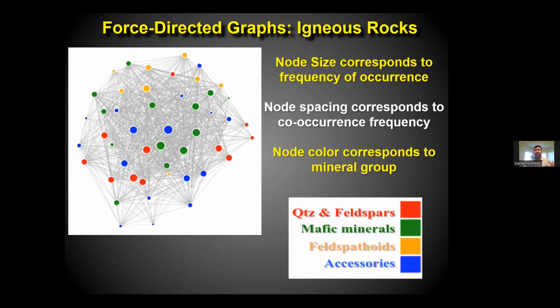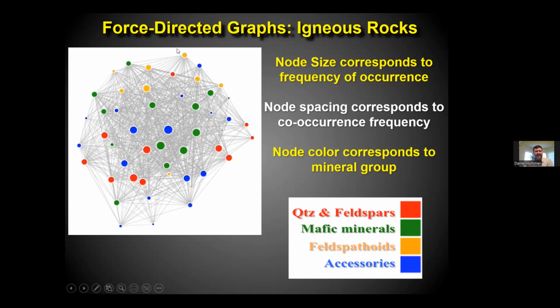And then we can also color the nodes or give them different shapes to denote different attributes. So for example, here we've broken them up into common mineralogical categories. Red indicates quartz and feldspars. Mafic minerals like the olivines and pyroxenes are colored green. Yellow designates feldspathoids, and blue designates other accessory minerals that don't fall into one of these categories.